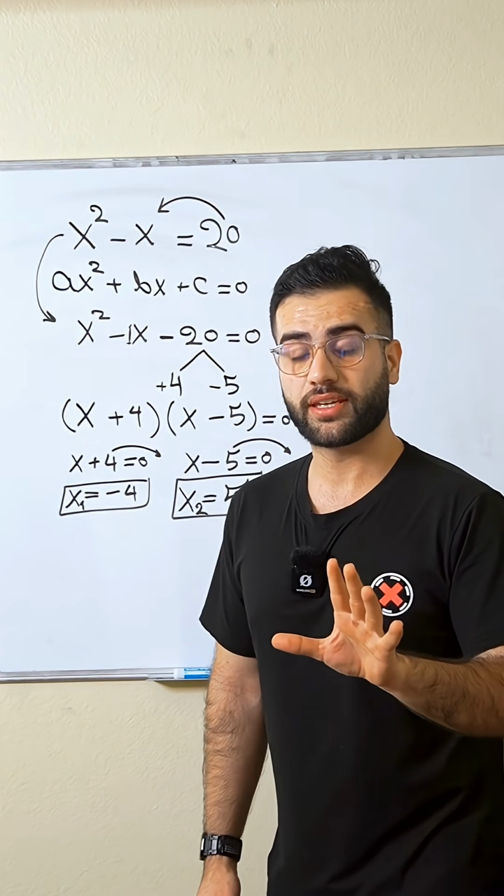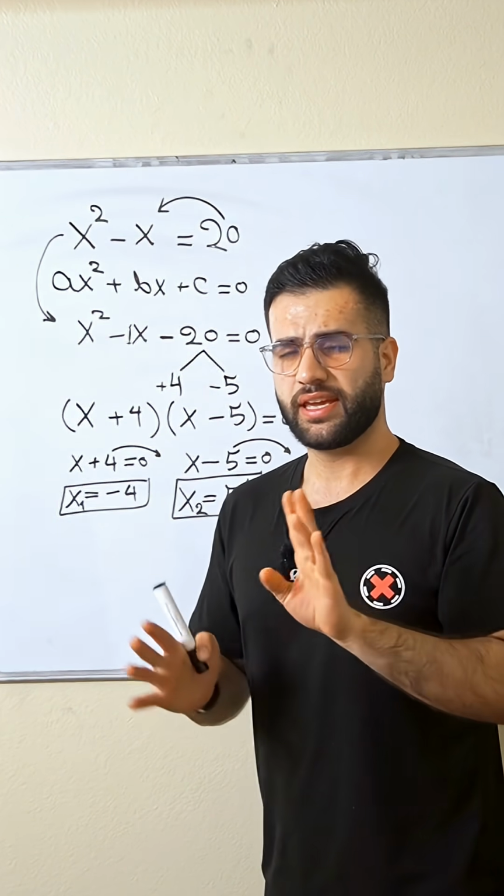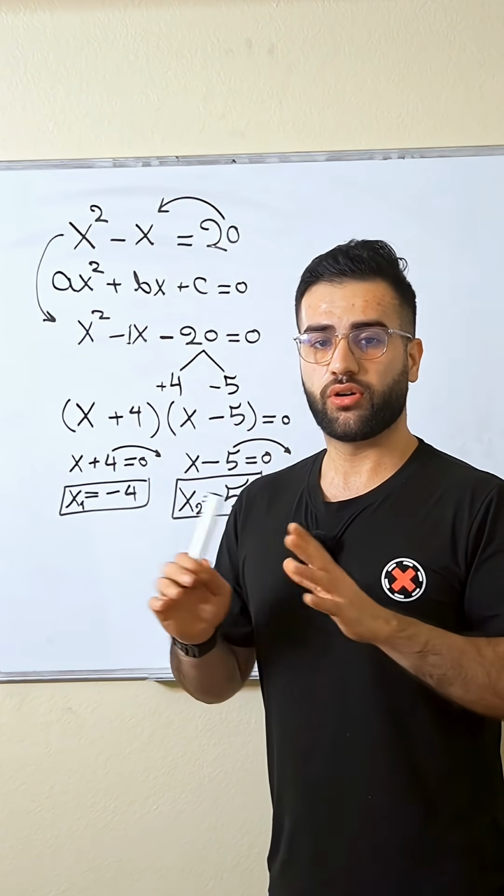Because when you have a quadratic equation, you always have two values for x. You have to find two values, except for some exceptions where there is one value for x.